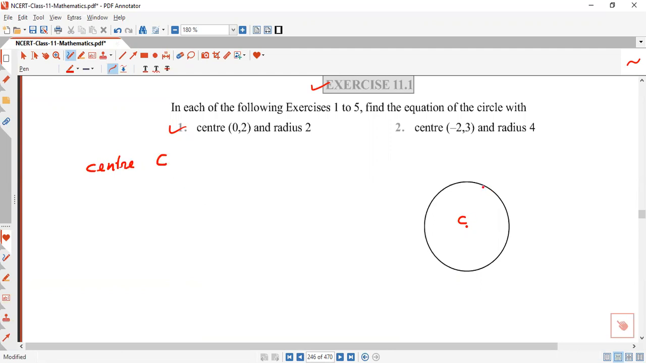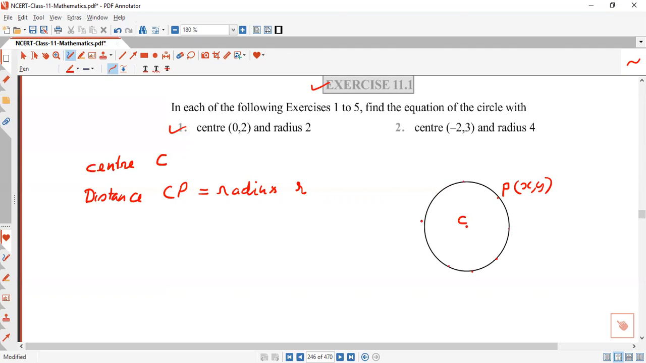Here the circle is this one, and any point on the circle has coordinates x comma y. The circle has a point P, and the distance between C and P, CP, is equal to the radius r. So P with coordinates x comma y lies on the perimeter of the circle.